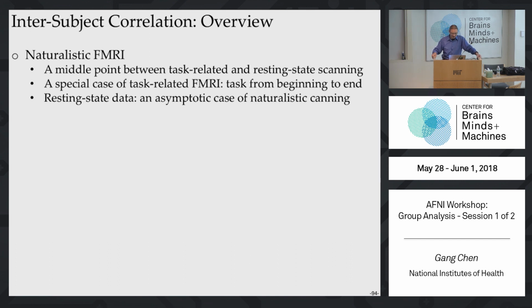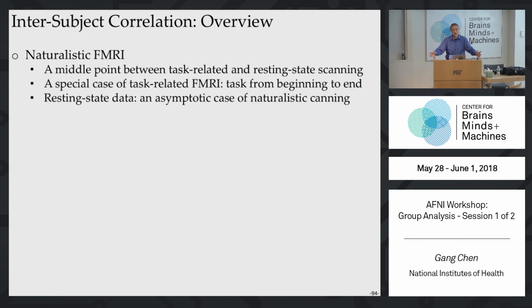So the last part about group analysis I want to talk about is called inter-subject correlation. Some of you have probably heard of naturalistic scanning, right? Anybody doing naturalistic scanning? No? In typical fMRI, you have a task. You ask the subject to do something in the scanner. That's one scenario. Another scenario is the other extreme. The subject does nothing. That's called resting state, right?